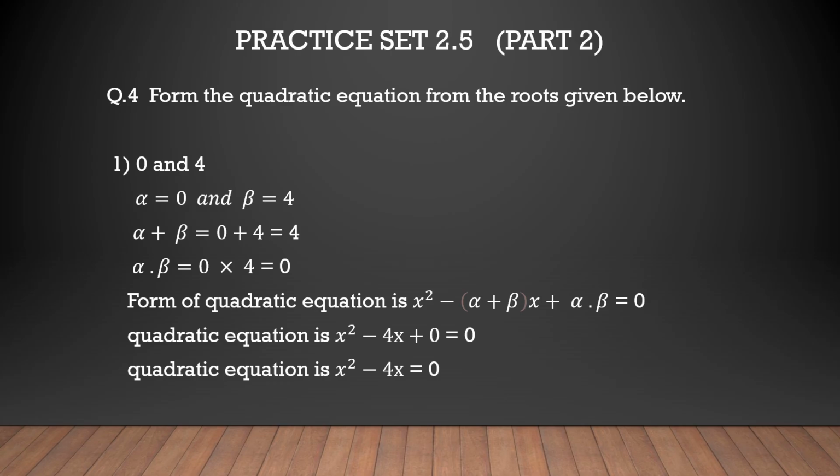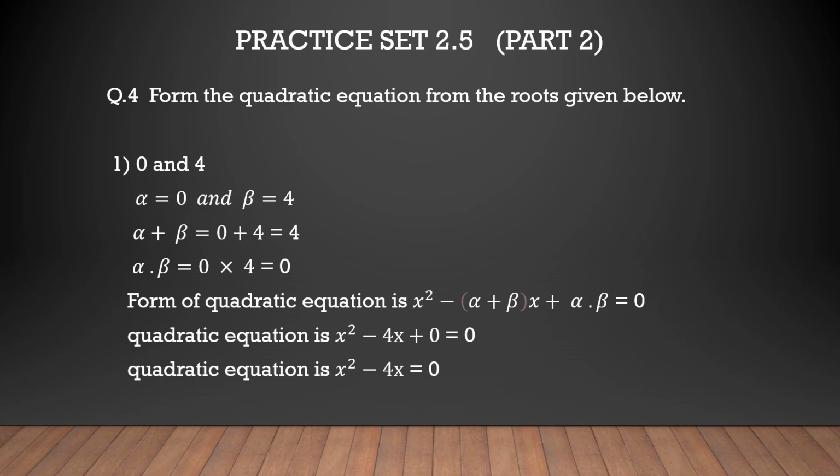So first roots are given, 0 and 4. So here alpha is equal to 0 and beta is equal to 4. So the general form of the equation is x square plus bx plus c is equal to 0. And another form of the quadratic equation is x square minus (alpha plus beta) x plus alpha into beta is equal to 0. So here alpha and beta are given.